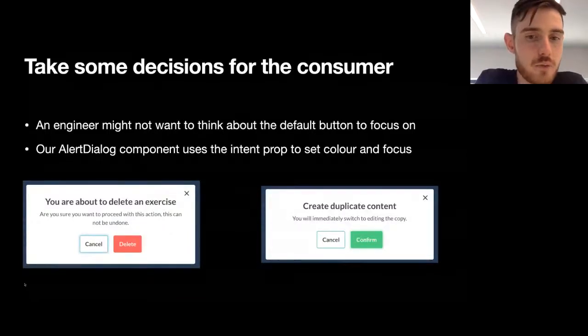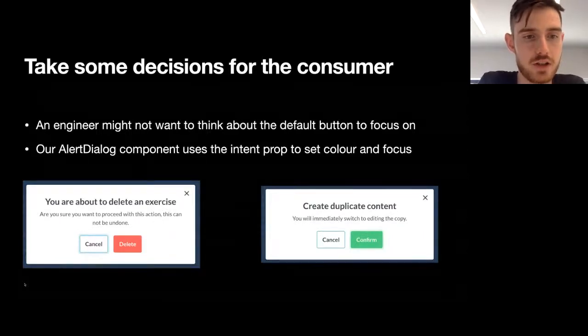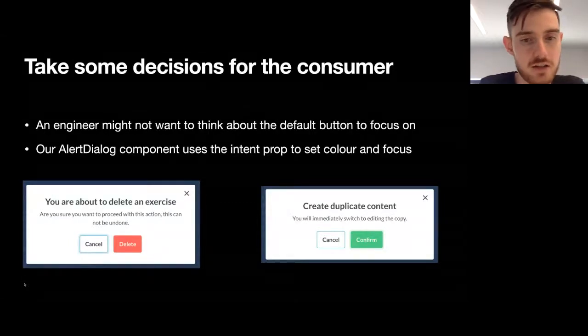A little thing like which button gets the default focus. So when it opens and you press enter, what happens? You see on the left, when the intent is danger, the cancel button gets the default focus. So there's no risk of someone flicking through and accidentally doing something destructive. If the intent is success, the default focus goes onto the confirm button. So when someone's trying to create something new, they can just hit enter, go straight through, all good.